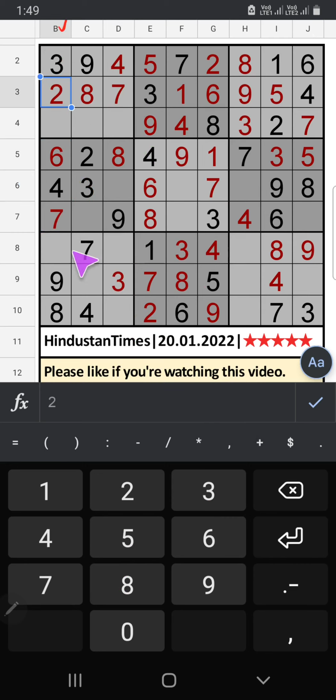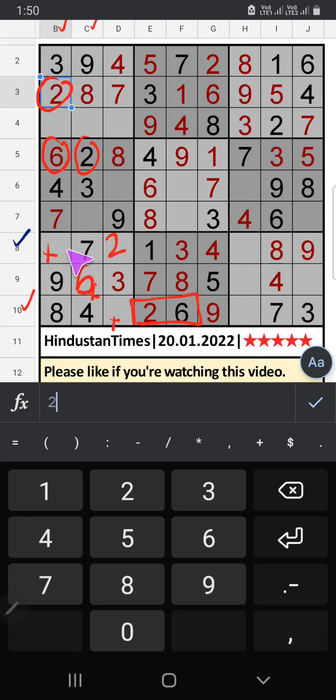Column B, 10th row we have pair numbers 2 and 6. So 2 and 6 can't come in these cells. It will come in any one of the cells. Column C we have 2. So 2 can't come in this cell. Then 2 is confirmed here. Then 6 is here.